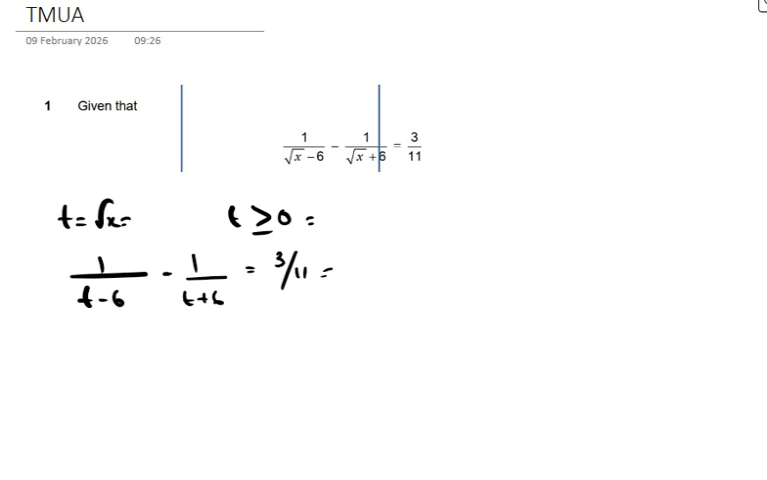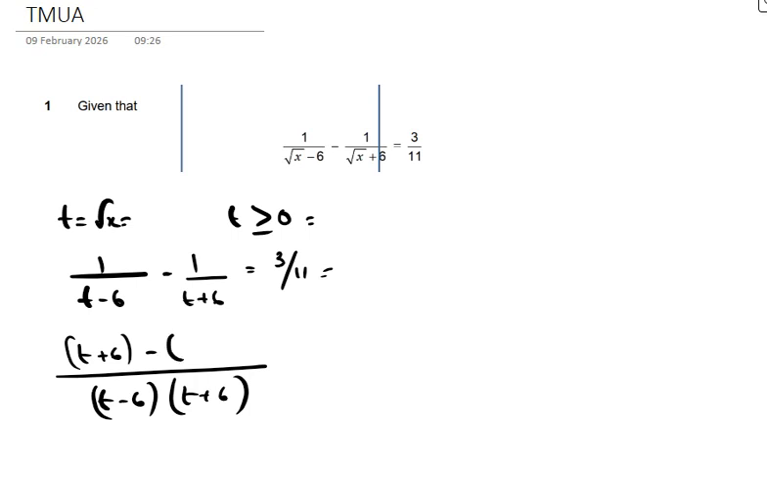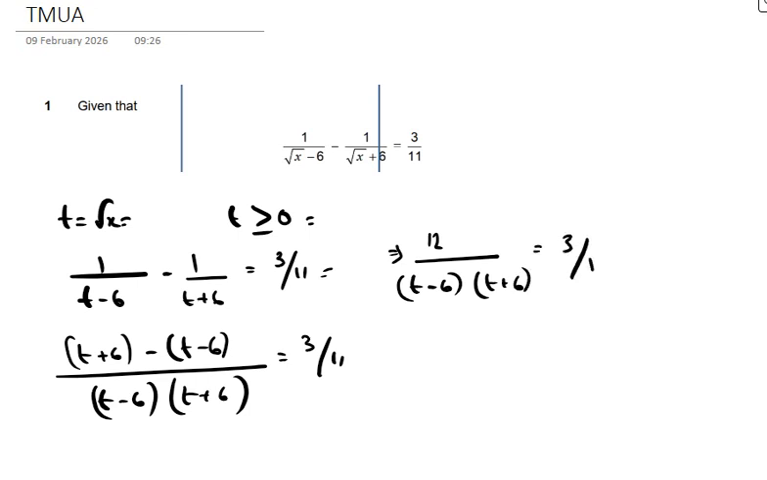Now take the LCM of t − 6 and t + 6. The LCM of t − 6 and t + 6 is (t − 6)(t + 6). Now combine the fractions. So you will get (t + 6 − (t − 6)) / ((t − 6)(t + 6)) = 3/11. Now simplify the numerator. So you will get 12. So the equation becomes 12/((t − 6)(t + 6)) = 3/11.